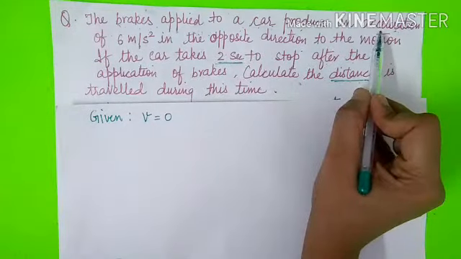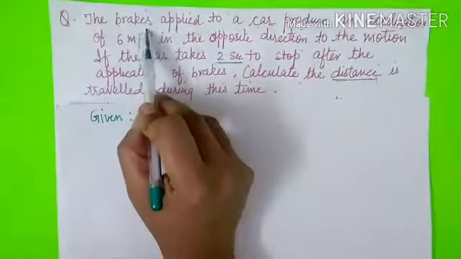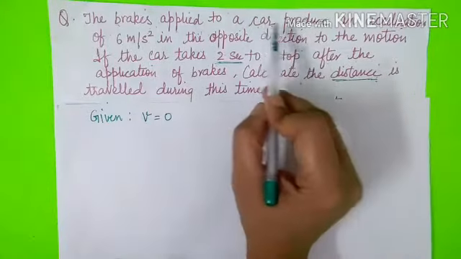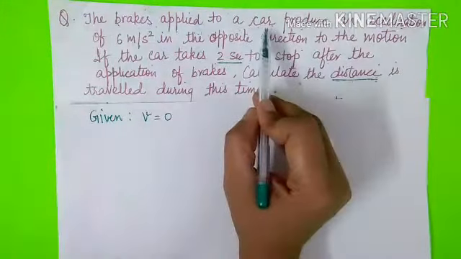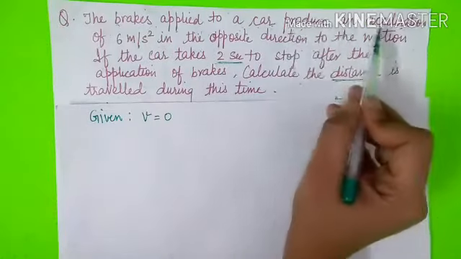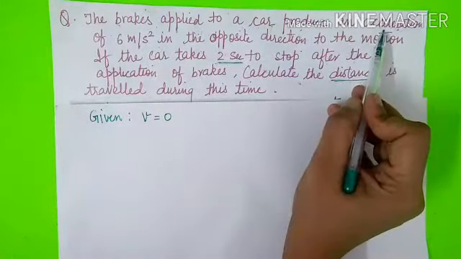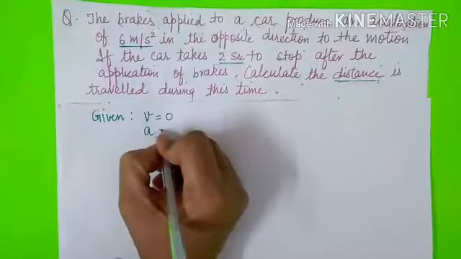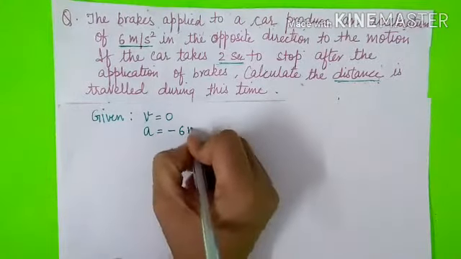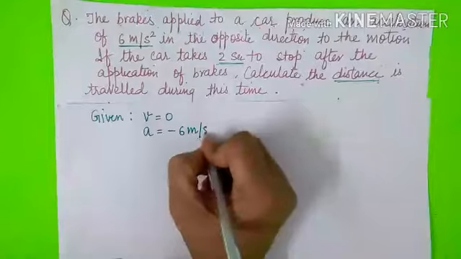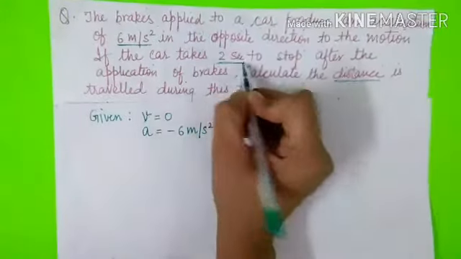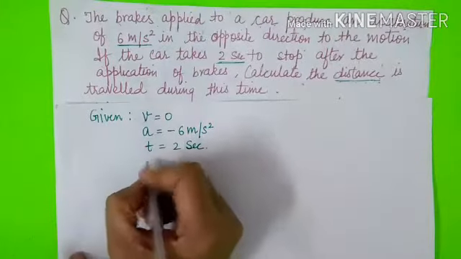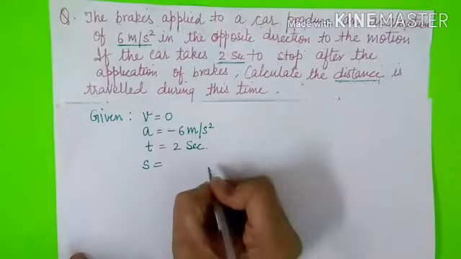Why do we use retardation here? Because whenever we apply brake, the car reduces its speed. So whenever the velocity decreases, we use retardation instead of acceleration. So this is the value of retardation, meaning A would be negative. The retardation value would be negative. Clear? And this is 2 seconds, time is given. And we need to calculate the distance in this numerical.